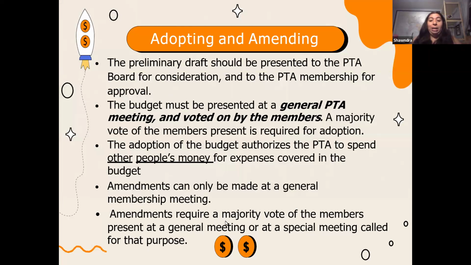And amendments require, again, a majority vote of the members present at a general meeting, or I guess sometimes you can call special meetings as long as it's for that purpose only. But again, it has to be the membership of the PTA, not just the board.